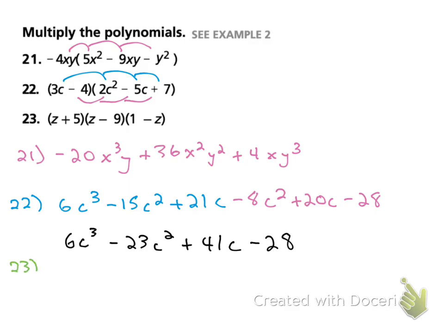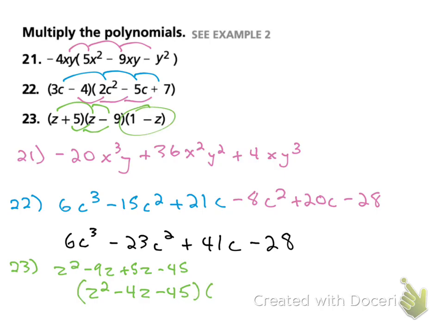All right, 23. So I'm going to FOIL these first two binomials. Okay. So first, z squared, outer, negative 9z, inner, plus 5z, last, negative 45. Combine like terms, we got z squared minus 4z minus 45. And then I'm going to multiply that by 1 minus z.